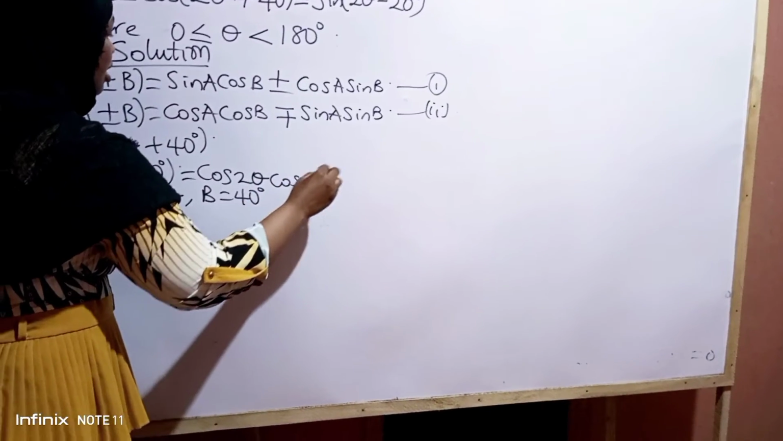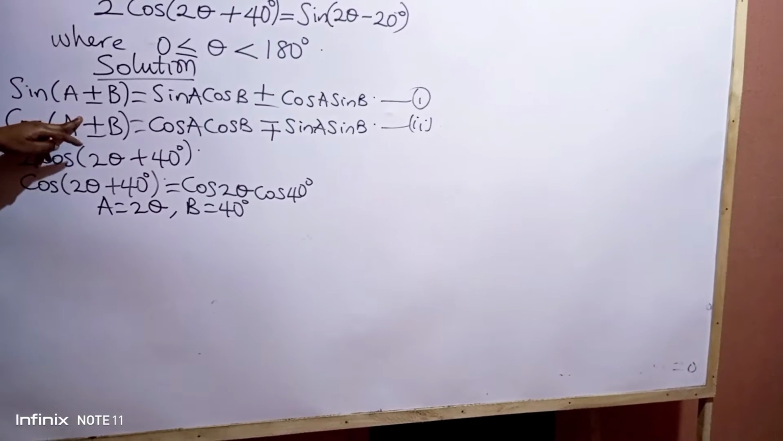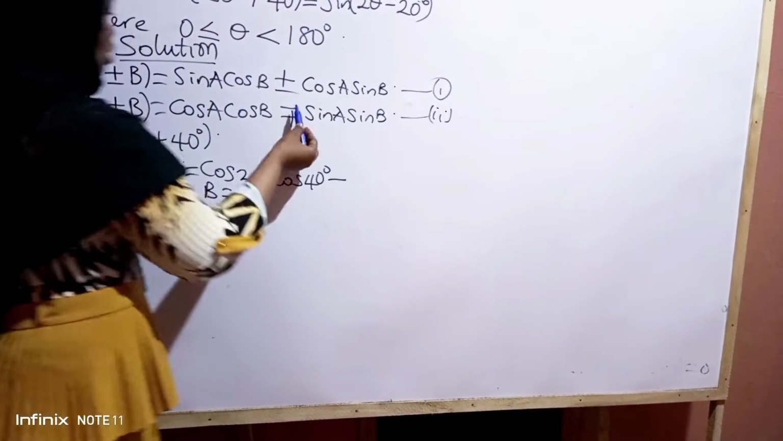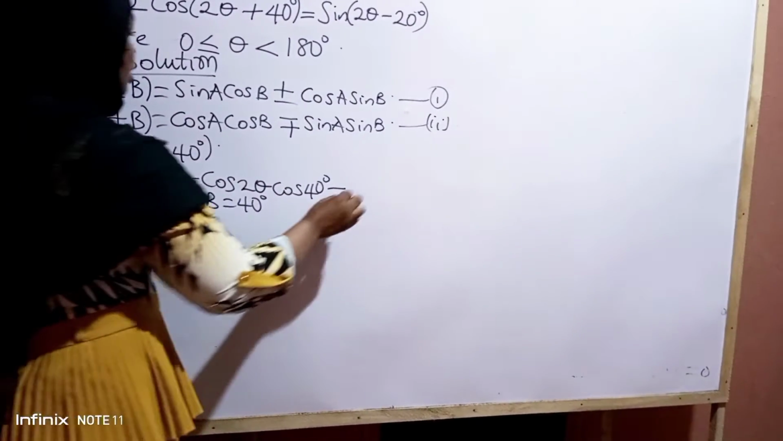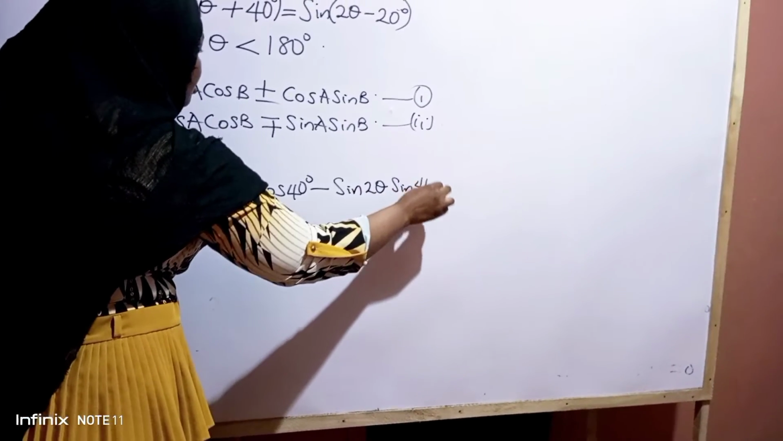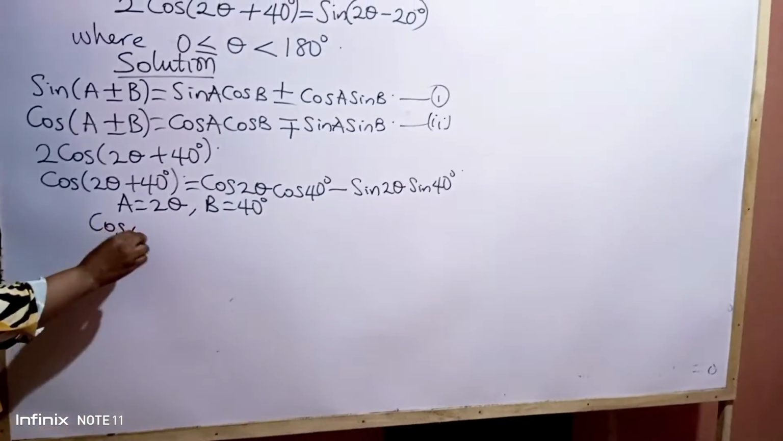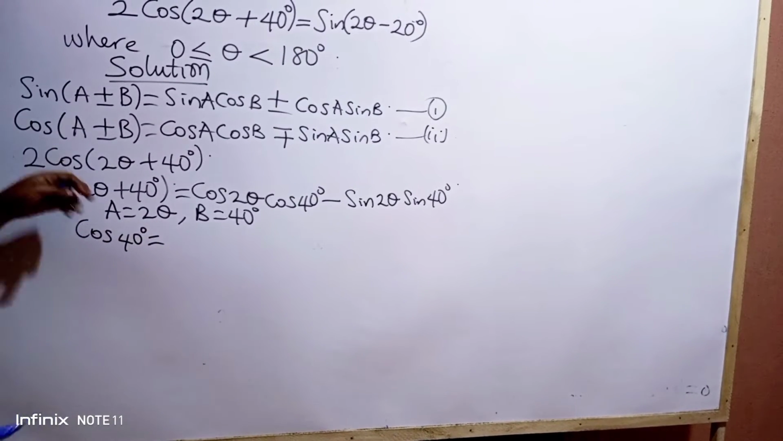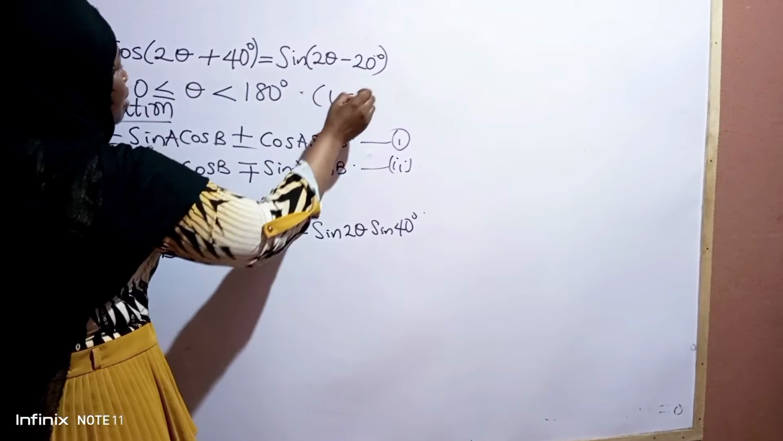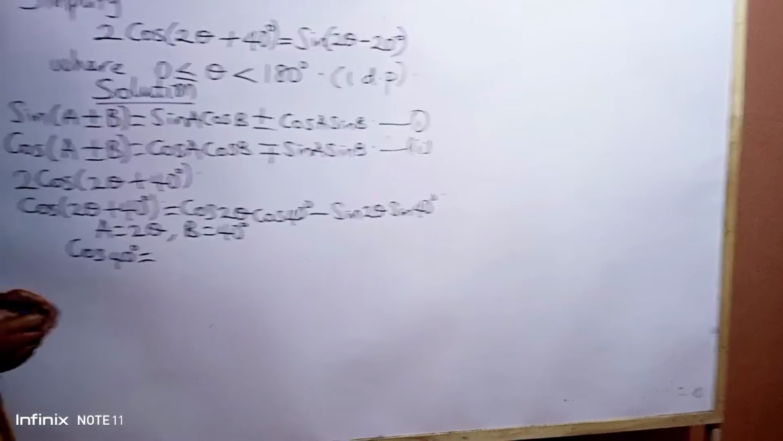So cos 40 degrees. And I told you that for cos, if you have plus, after simplifying you have to have minus in the middle. That is why I have minus or plus. So minus sine 2 theta, then sine 40 degrees. So let's find the value of cos 40 degrees. A calculator is allowed here because the question says to write your answer in one decimal place. So let's find cos 40 degrees.